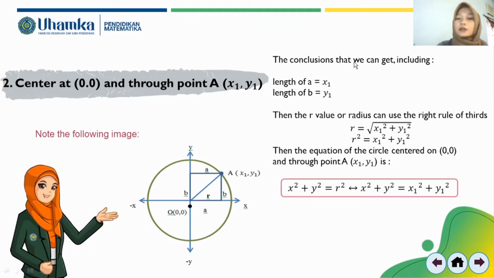The conclusion that we can get including length of k equals x1, length of b equals y1, and then the r value of radius can use the Pythagorean rule. r equals root of x1 squared plus y1 squared, so r squared equals x1 squared plus y1 squared. Then the equation of the circle centered on 0, 0 and through x1, y1 is x squared plus y squared equals r squared, so x squared plus y squared equals x1 squared plus y1 squared.